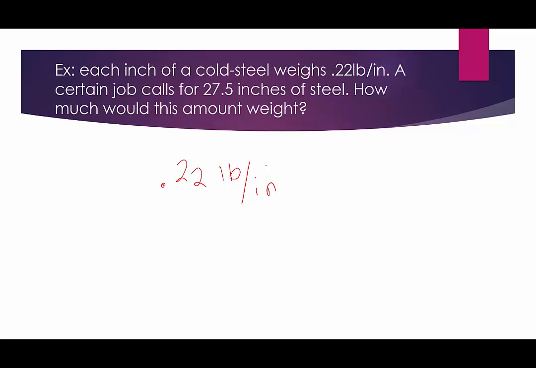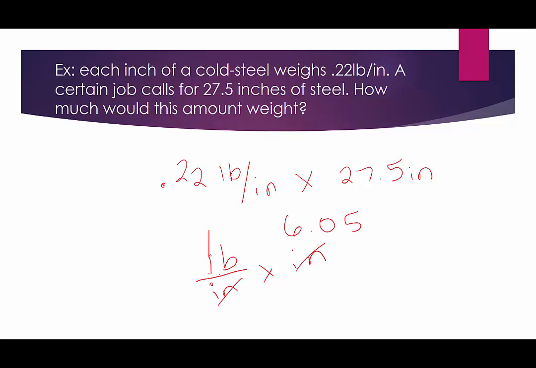of steel and it weighs 0.22 pounds per inch, so that means you're going to multiply. So you've got 27.5 inches. Go ahead and multiply that in your calculator. You end up with 6.05. Now let's look at our multiplication. You've got pound over inch times inch. So what happens? Well, we've got an inch on the bottom, an inch on top, so those cancel. So you're left with a pound.